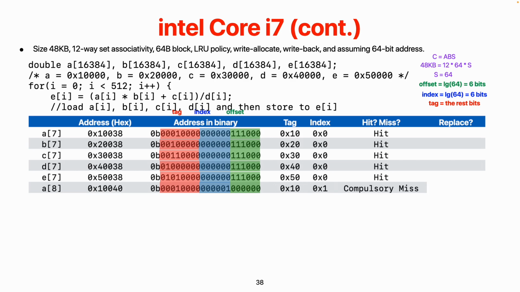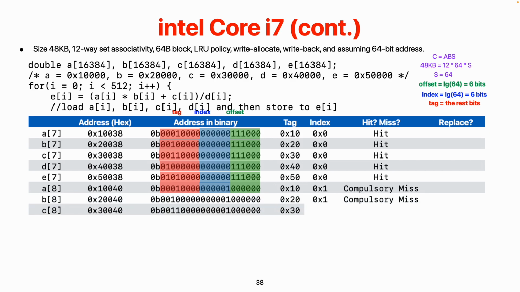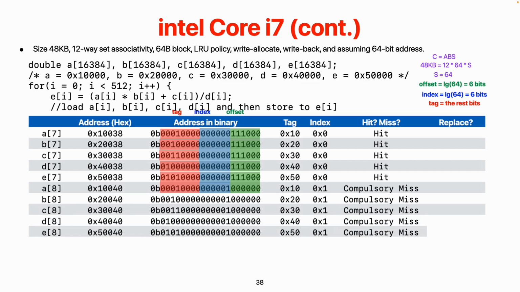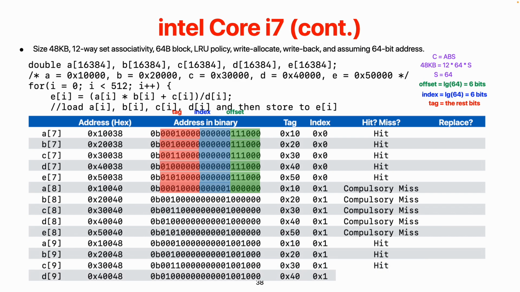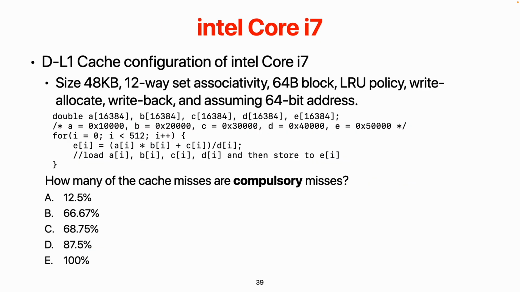But for this particular question, the wording is actually trying to ask you what's the majority type of misses. So the answer here is clear. The only misses we are going to see here are compulsory misses. So that's why 100% of them are compulsory misses. So that's why the answer to this question is that.